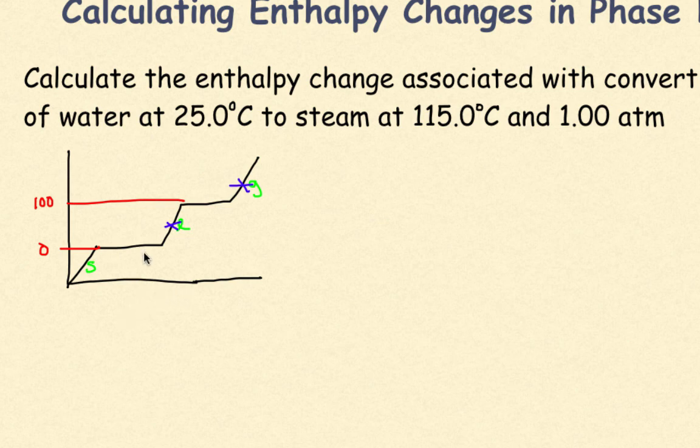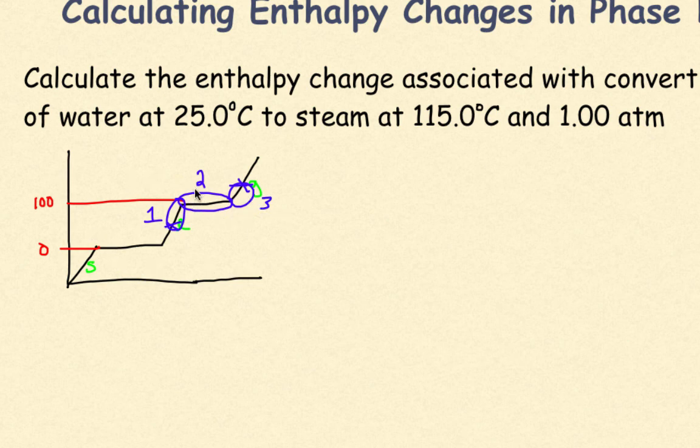So the first thing that I need to do is get from this 25 degrees Celsius up to the point of phase change. So from there to there, this point right here, this is going to be step 1. My next step is to actually go through phase change. So that is this section right here. That's going to be step 2. The last thing that I need to do, after I get through phase change, is get up to 115 degrees Celsius. So that's going to be step 3.